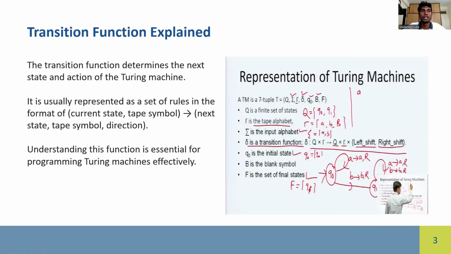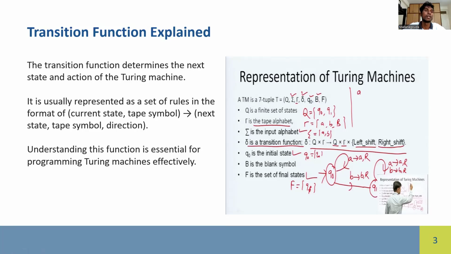Representation of Turing machines. The tuple has seven elements: a finite set of states, the input alphabet, and the tape alphabet, where sigma is the input alphabet, and delta is the transition function, which shifts left or right. Q naught is the initial state, B is the blank symbol, and F is the set of final states, which represent the seven tuples in a Turing machine.